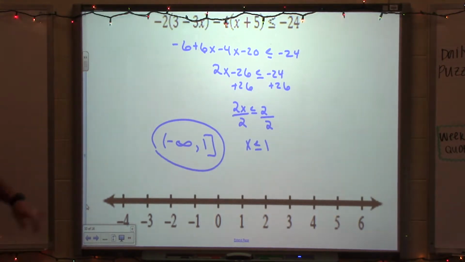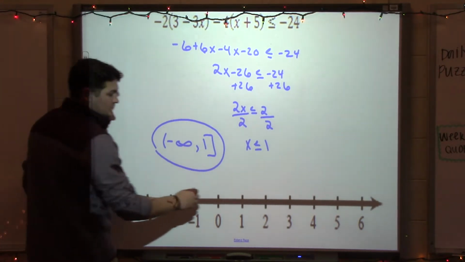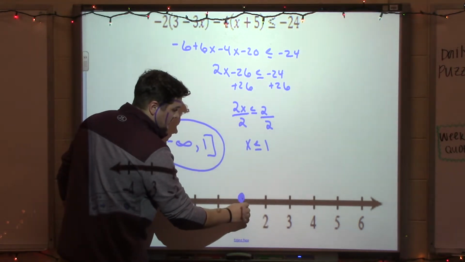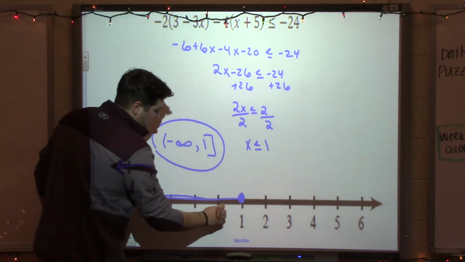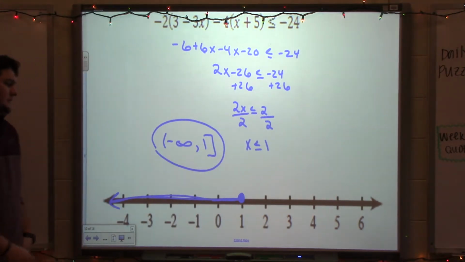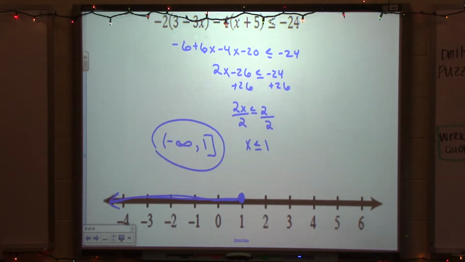And then when I go to put it on my graph, filled in circle at 1, shading to the left. Alright? Any questions on that? Alright, we got a few more problems and a couple review.